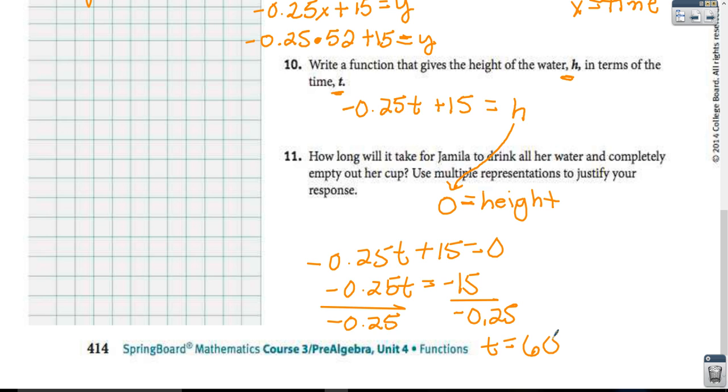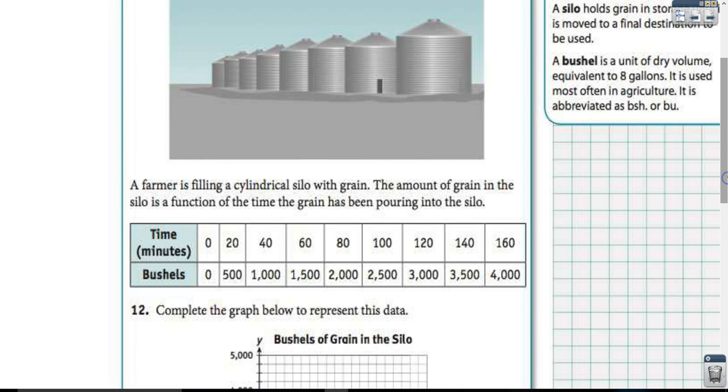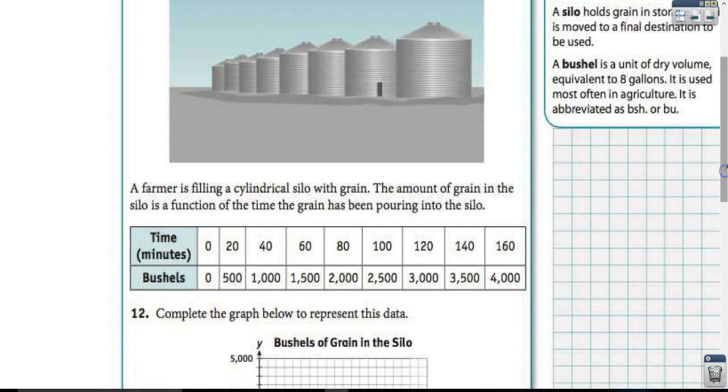Okay. So go ahead and try the check your understanding. All right. I'm going to put the answers up. So whenever you're ready to check your answers, then push the button.